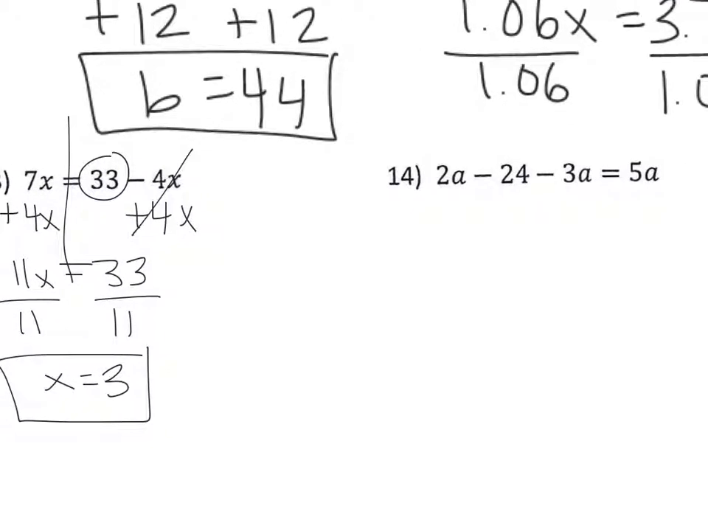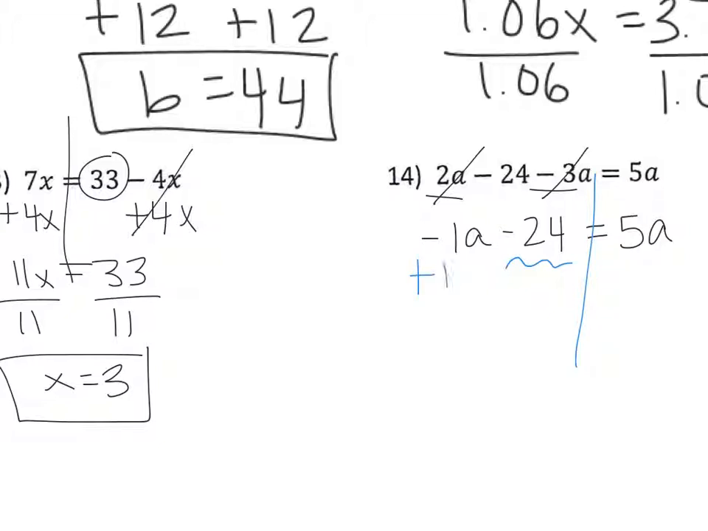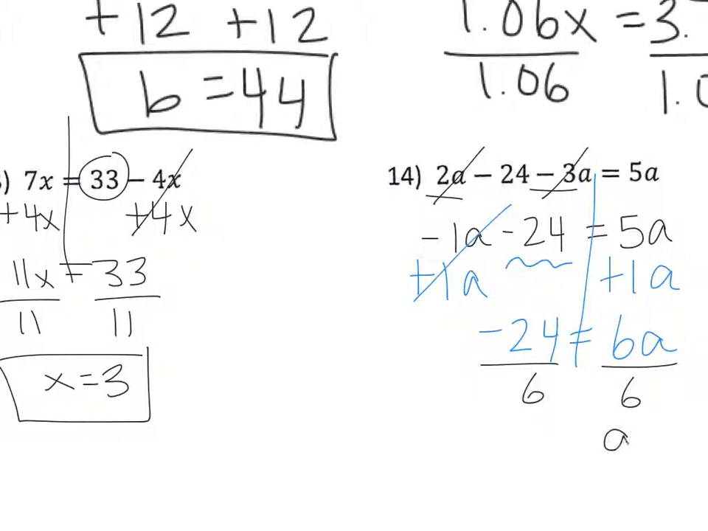And then 14, first I want to combine like terms. So I have 2a's and negative 3a's, which is negative 1a. Minus 24 equals 5a. I have the constant on the left-hand side, so I'm going to add 1a to both sides. So it's going to be negative 24 equals 6a, and then divide both sides by 6. a equals negative 4.